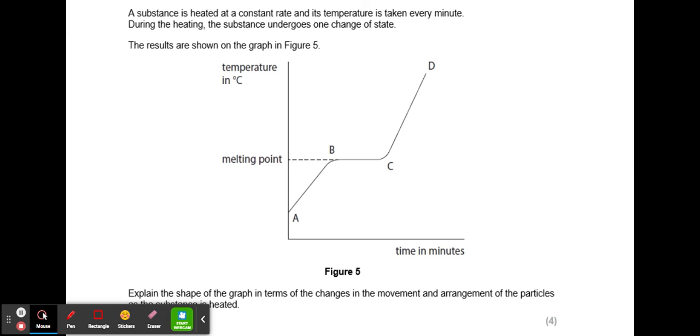So again, be aware of what B to C is, which is the change of state, and make sure that you are answering the full question. If something asks you to explain the changes in terms of movement and arrangement of particles, then you must do so.